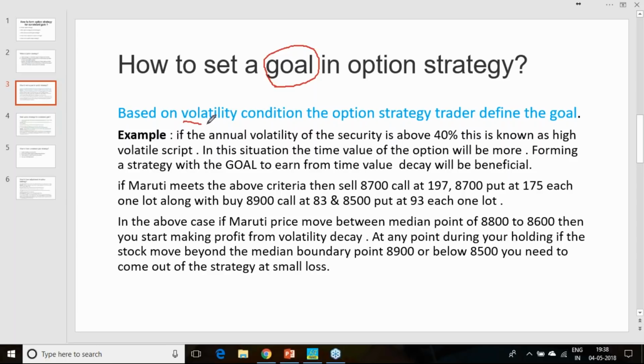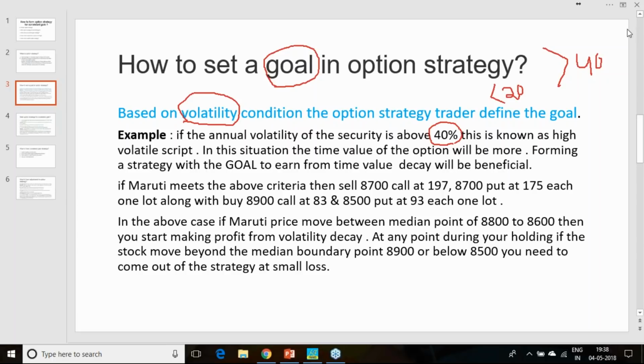However, to me, the most important factor to set your goal is the volatility condition. At that particular time, what kind of volatility condition is there in that particular instrument? Say the annual volatility of that same Maruti example is 40%. So it is known as a high volatility script. Many of you would have attended my earlier programs where I have told that any volatility above 40% is high volatility and below 20% it is low volatility. Between this zone is a medium volatility situation.